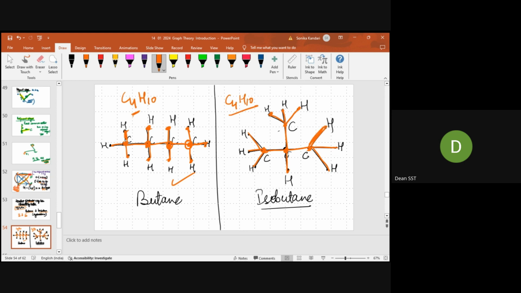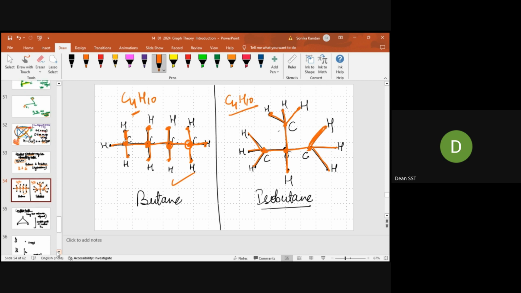Is it clear? Yes, ma'am. For showing the bonding between the atoms, we have shown it in the form of a graph.